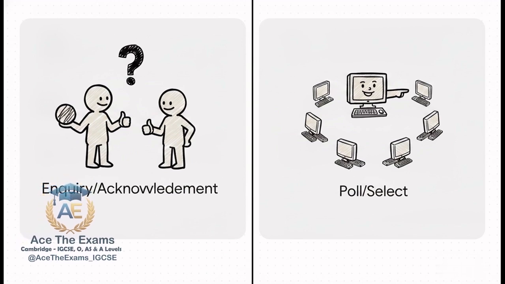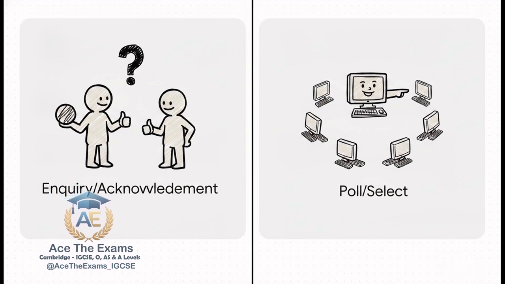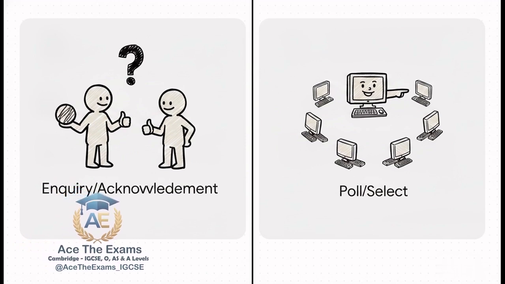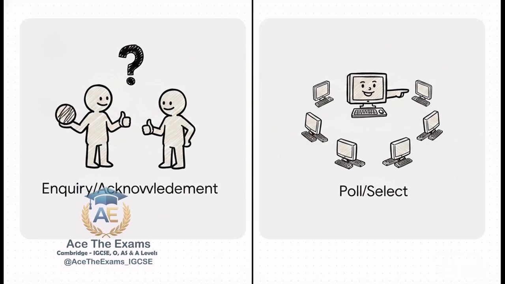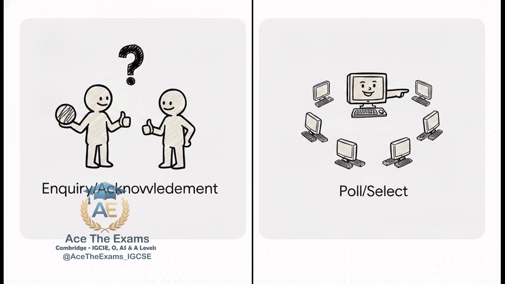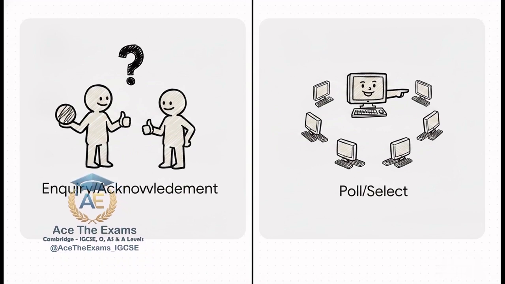On the right, though, we have poll/select. This is for when you have one primary boss station and multiple secondary stations. It's literally like a teacher calling on students in a classroom. The primary device polls the secondary devices asking, "Got any data for me?" Or it selects them, basically saying, "Hey, get ready, I'm sending data your way."